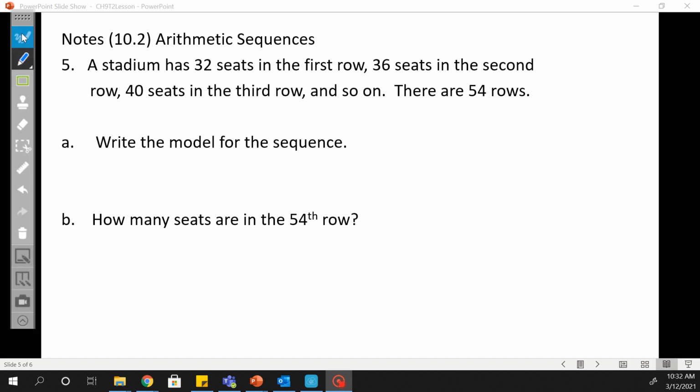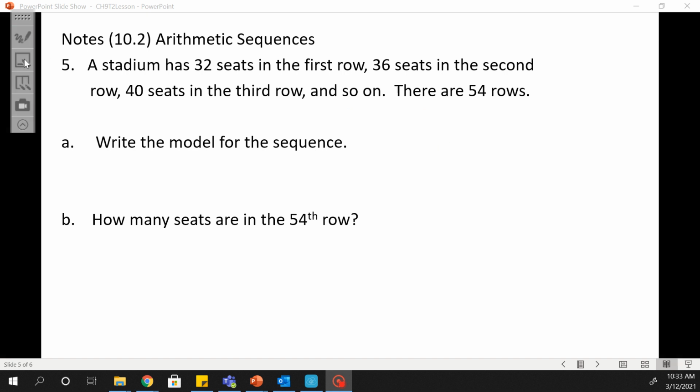And then you may see word problems kind of like this one. A stadium has 32 seats in the first row, 36 seats in the second row, 40 seats in the third row, and so on. There are 54 rows. Write the model for the sequence. Well, we know that the first term in this sequence is 32. The difference is 4. Okay, it's adding 4 each time. The model, a sub n, so the nth term, is equal to the first term plus the difference times (n minus 1).